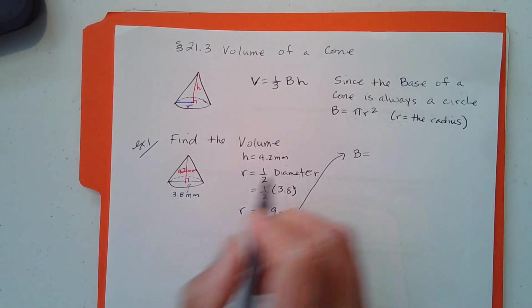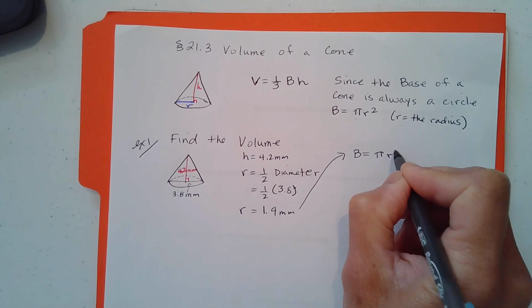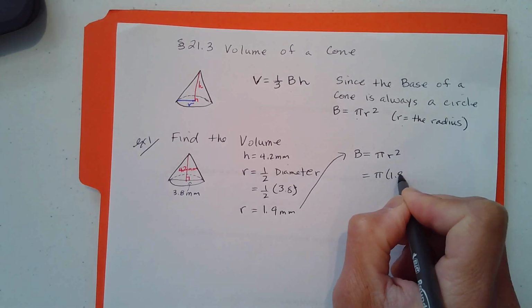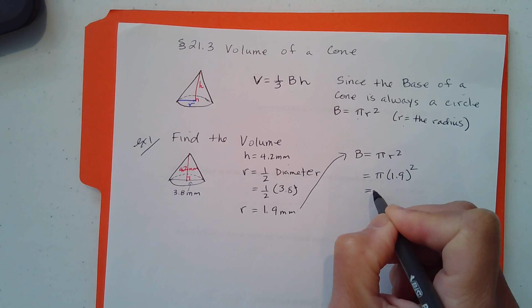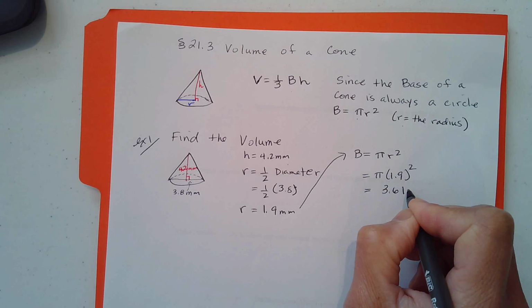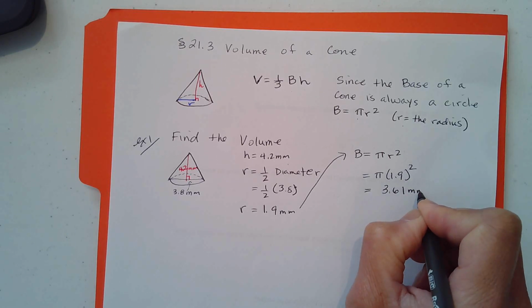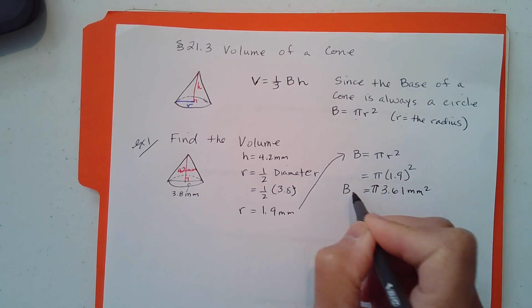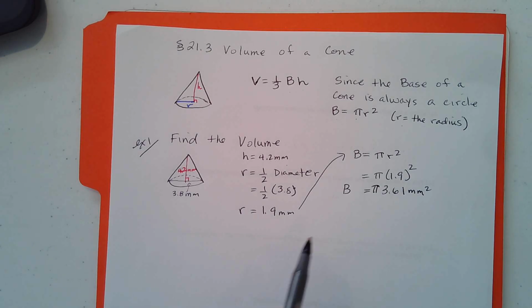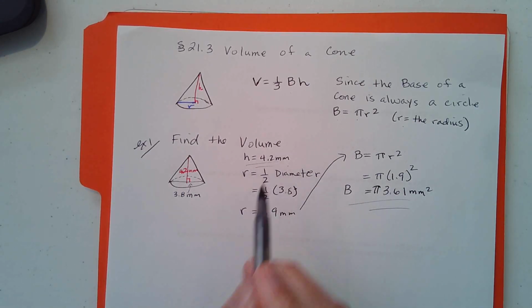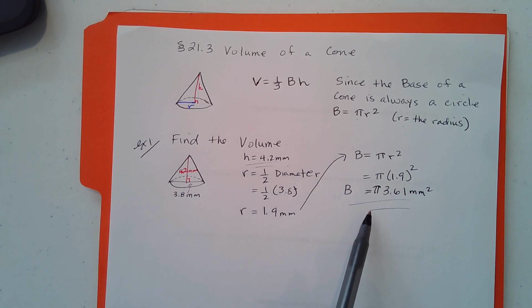The base of this cone is a circle, pi r squared. So we are going to substitute 1.9 for r. This will get us 3.61 millimeters squared, and don't forget the pi. So that is our base. We now have the base, and we have the height. We have the two important pieces of information to find the volume of a cone.